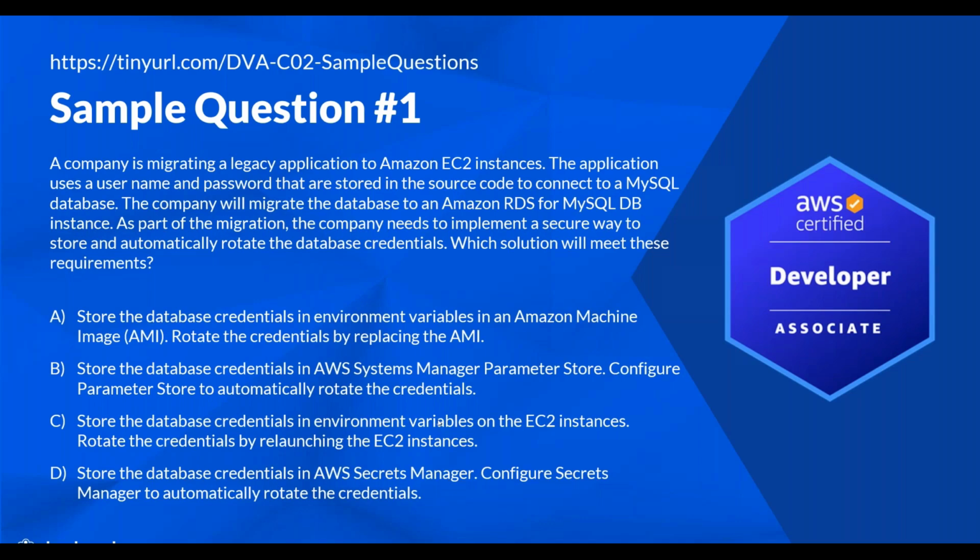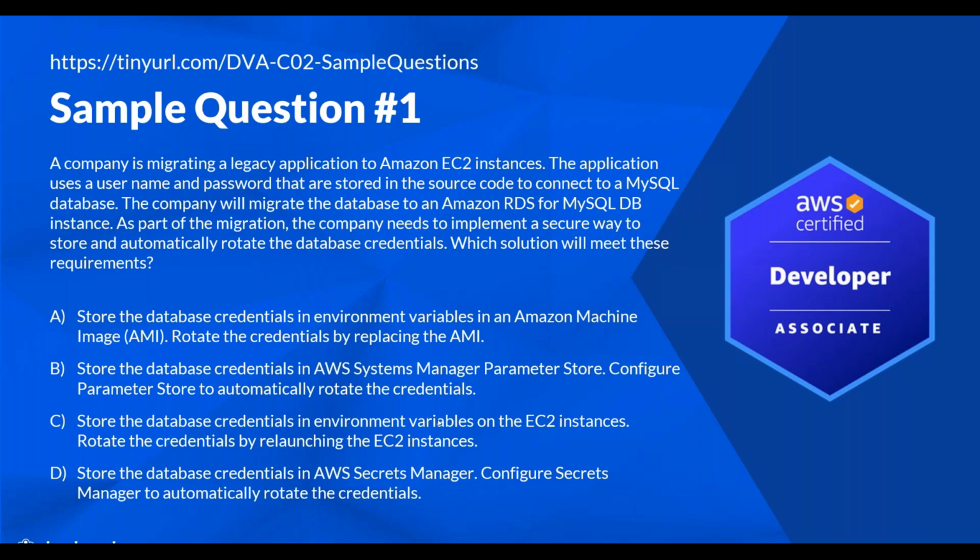So sample question 1. A company is migrating a legacy application to Amazon EC2 instances. The application uses a username and password that are stored in the source code to connect to a MySQL database. The company will migrate the database to an Amazon RDS for MySQL DB instance. As part of the migration, the company needs to implement a secure way to store and automatically rotate the database credentials. Which solution will meet these requirements?